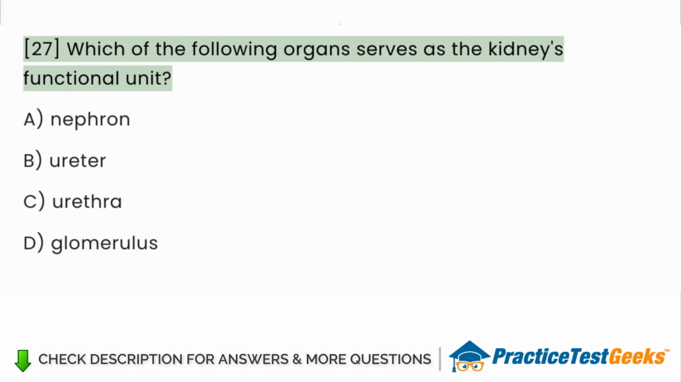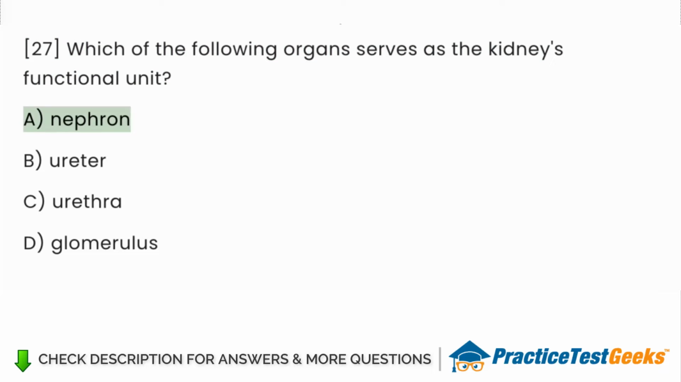Which of the following organs serves as the kidney's functional unit? A. Nephron. B. Ureter. C. Urethra. D. Glomerulus.